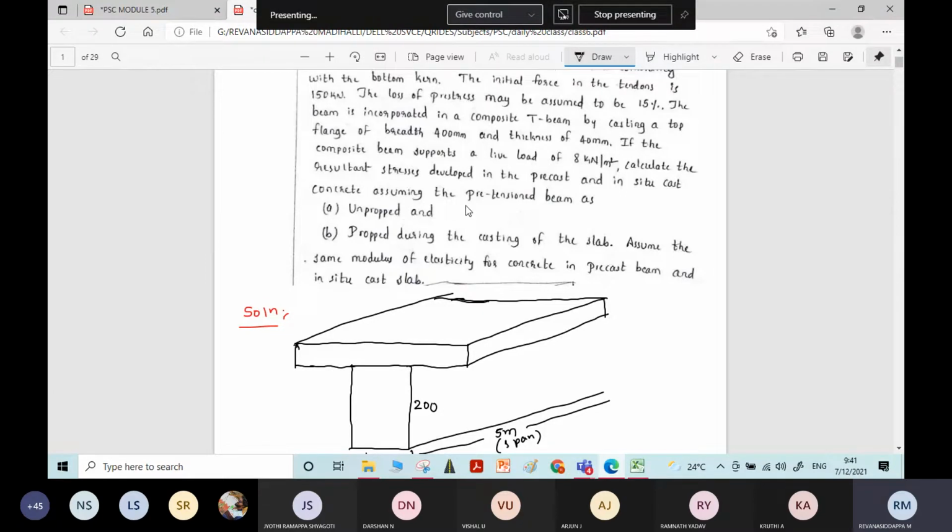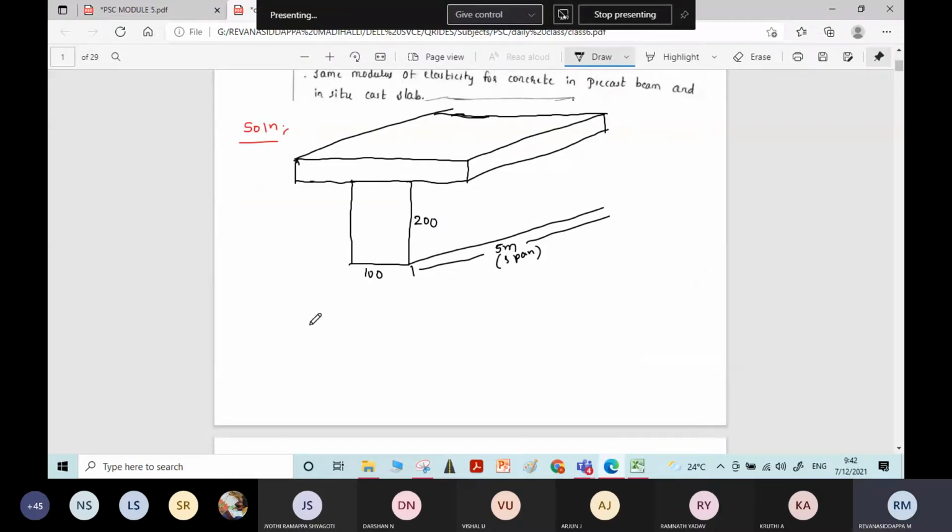Calculate the resultant stresses developed in the precast and in situ cast concrete using pre-tensioned beam as unpropped and propped. That we will solve. Below you write the given data. Area of beam. Area of beam element.